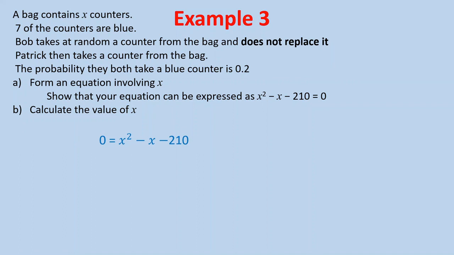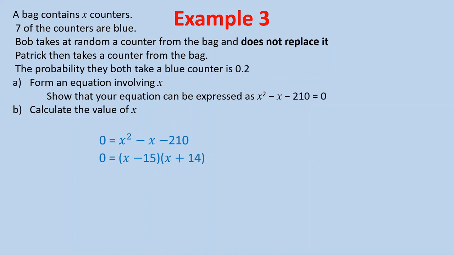The numbers that multiply to make negative 210 and add to make negative 1 are negative 15 and positive 14. 15 times 14 makes 210, but one of them must be negative if we're going to multiply to make a negative answer. And these two numbers, which need to add to make a negative number, the bigger absolute value must be the negative one. Negative 15 plus 14 would still be negative 1. Whereas if I had the signs reversed, positive 15 minus 14 would be positive 1. So I've got that correctly factorized.